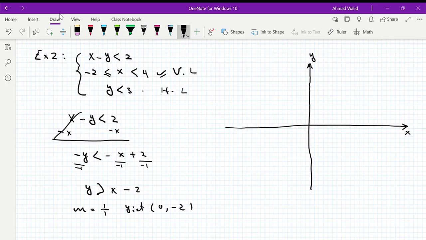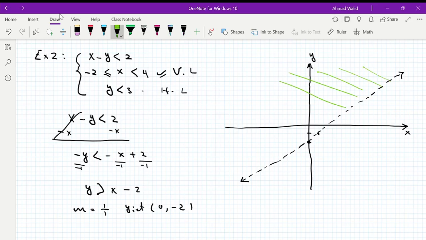Let's start with number 1, (0, -2). For example, (-1, -2)... this is the y-intercept. Slope 1 over 1: 1 up, 1 right. Which kind of line? A dashed line. Correct? Which side do I have to shade? The upper part, definitely, because y is greater, right? I'll shade the upper part.